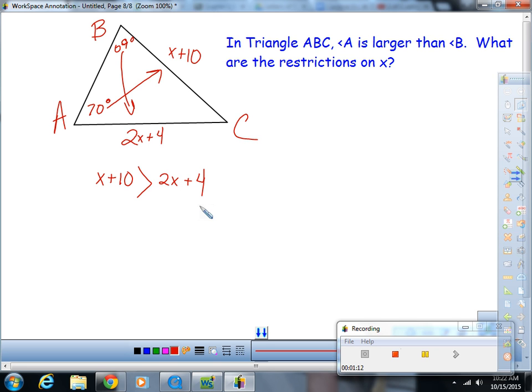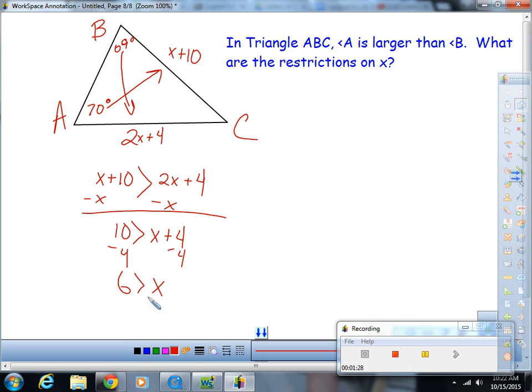Now, that's not what we want. We want the restrictions on x. So, if I subtract x from both sides, I get 10 is bigger than x plus 4. Subtract 4 from both sides, you get x is less than 6. X is less than 6. So I start thinking, oh, cool. So x has to be less than 6.